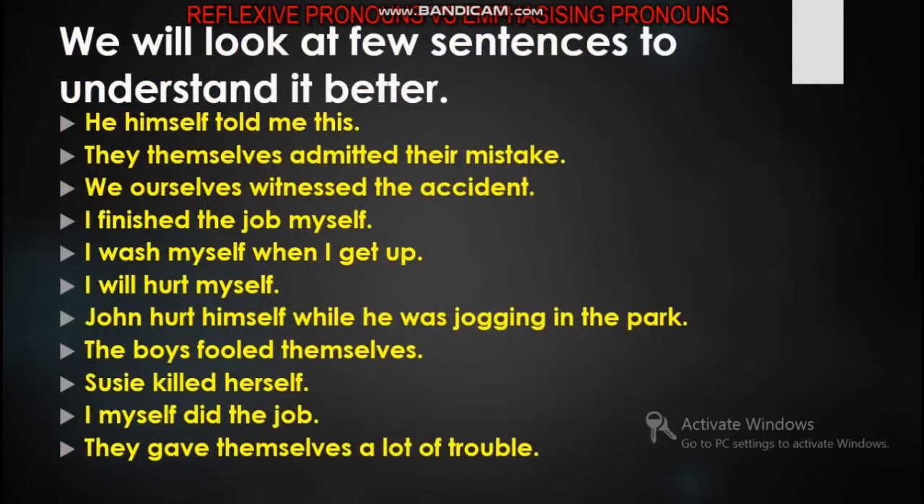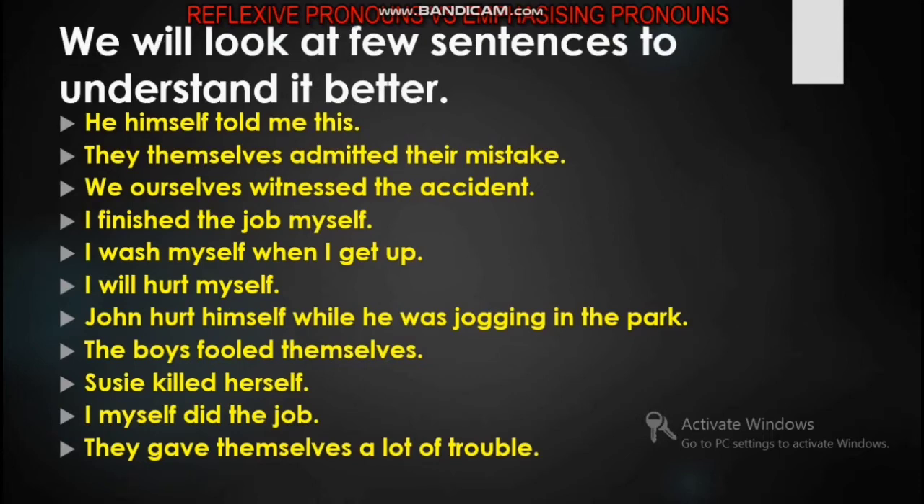The first sentence, he himself told me this. So in this sentence, as you can see, himself here is used to put an emphasis that nobody else but he told me this. In this case, himself is an emphasizing pronoun. They themselves admitted their mistake. In this case also, an emphasis has been laid wherein they admitted their mistake. So themselves here is used as an emphasizing pronoun.